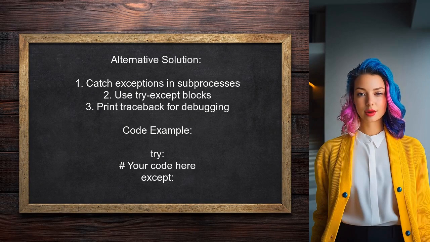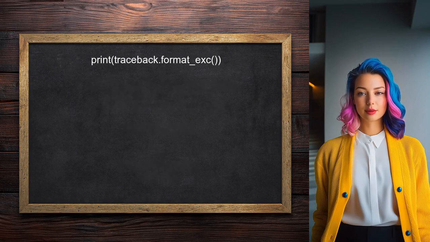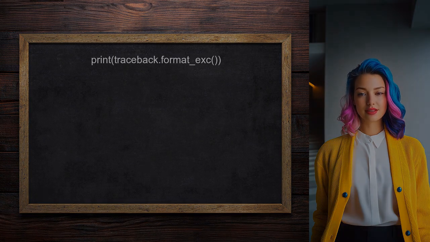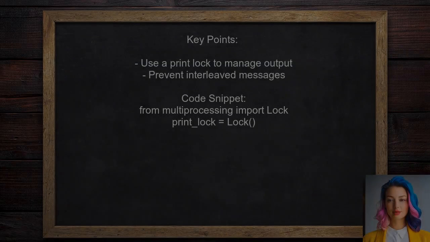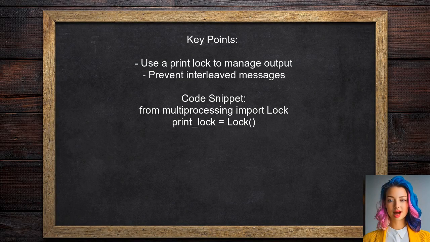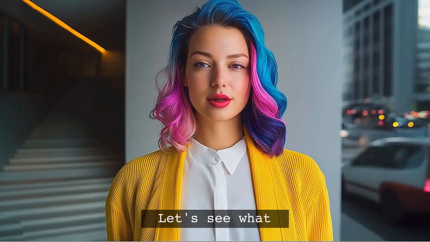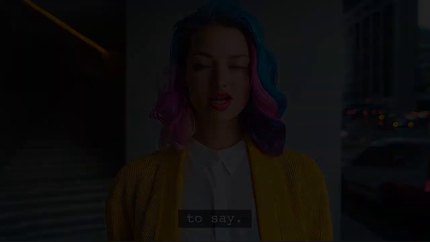This user suggests that to ensure all exceptions are caught in your multiprocessing jobs, you should handle exceptions within the subprocesses. They recommend using a try except block to catch exceptions and print the traceback. They also introduce a print lock to prevent output from being interleaved when printing error messages. This ensures that the output remains clear and organized. That's all for that response. Let's see what someone else had to say.